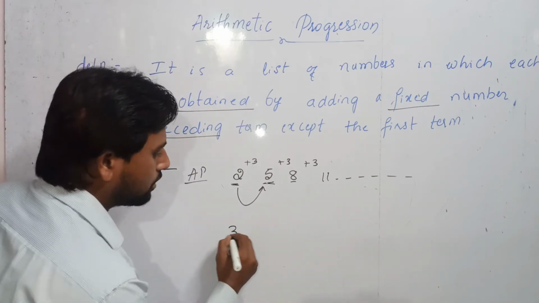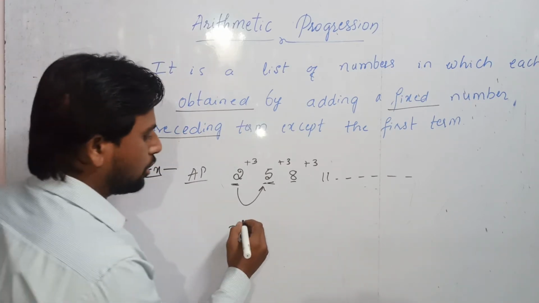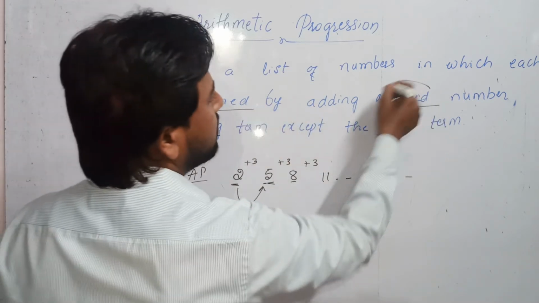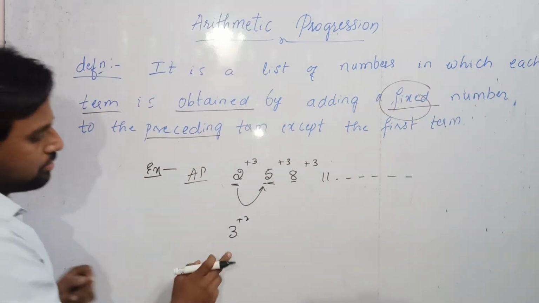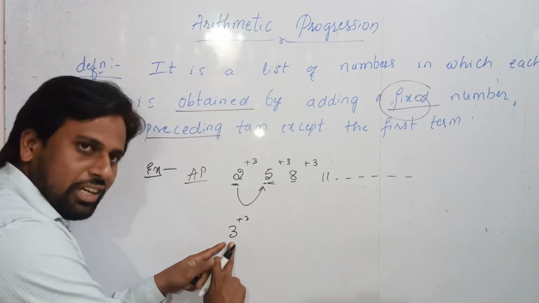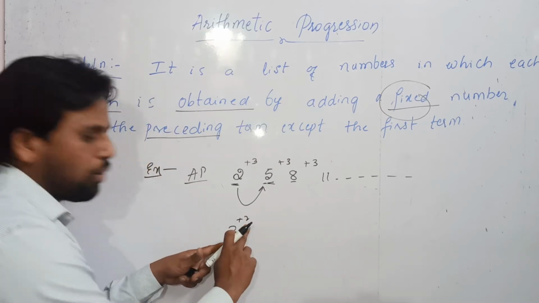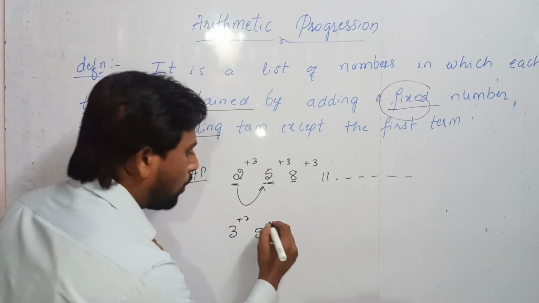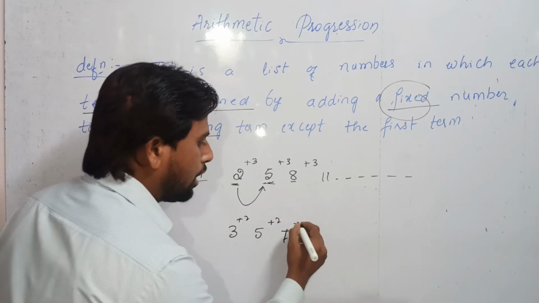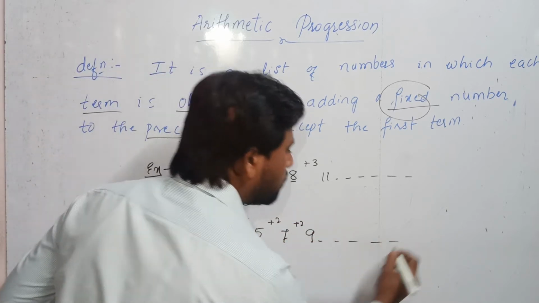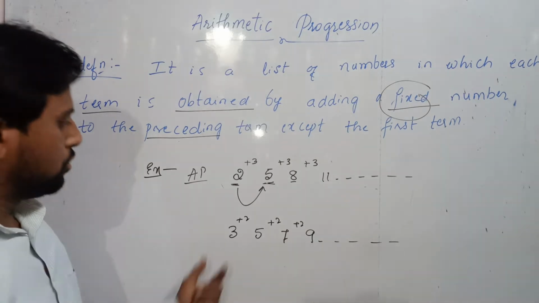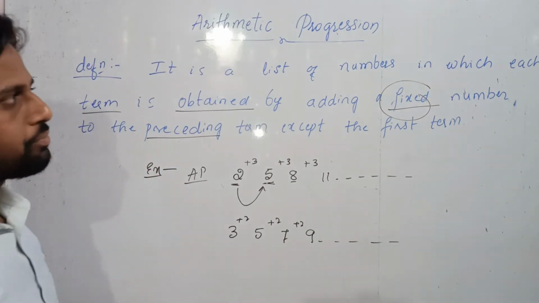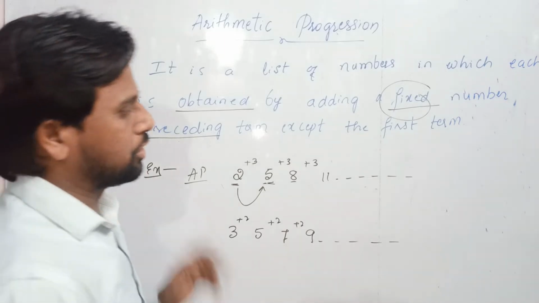One more example we will take here. Say for example 3. If I add 2 as the fixed number to the preceding term, its next number is 3 plus 2, how much, students? Here 5. Again you add 2, you get 7. Again you add 2, you get 9. So in this way you will get an AP. So I hope you understood the definition of arithmetic progression.